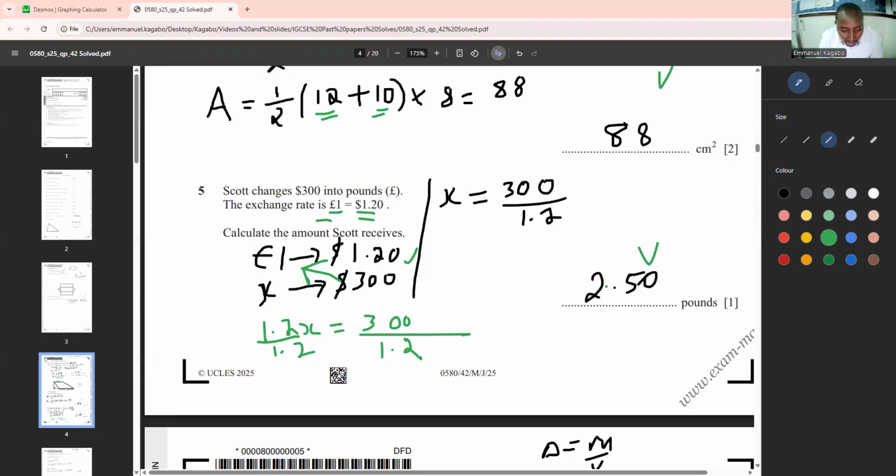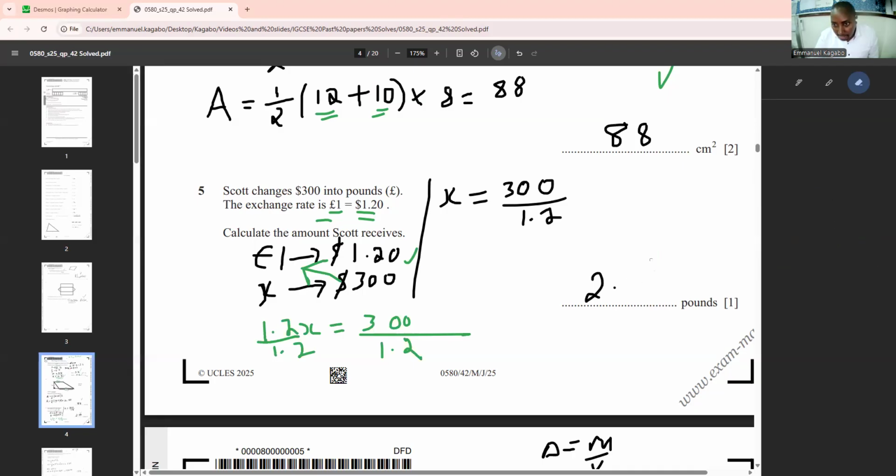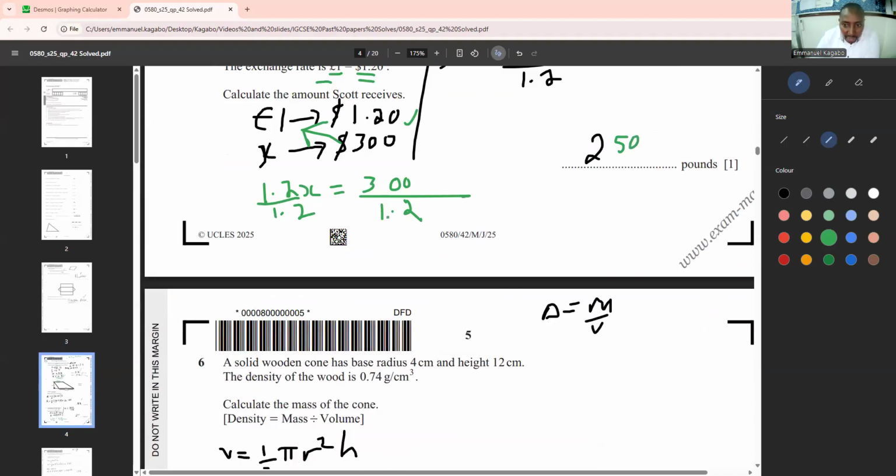300 divided by 1.2 should be 250. It should be 250, so it should be 250, okay? I was bad when I was writing, okay? I hope you understand, okay?